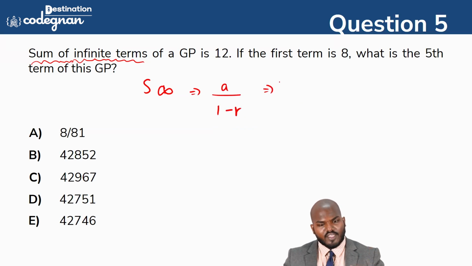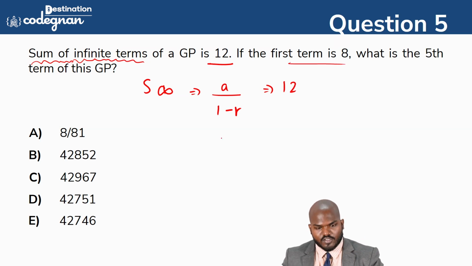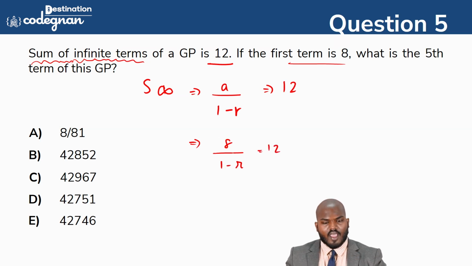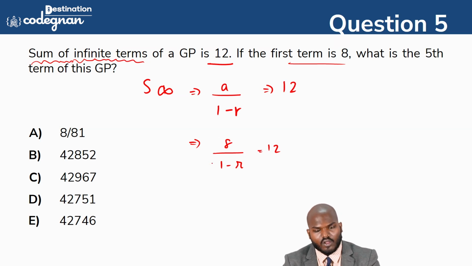So what is the A value they have given here? They have given the value of the sum of infinity directly, that is 12. The first term they are saying is 8. So I'm saying that 8 over 1 minus R is equal to 12. And I just want to find out the value of R.